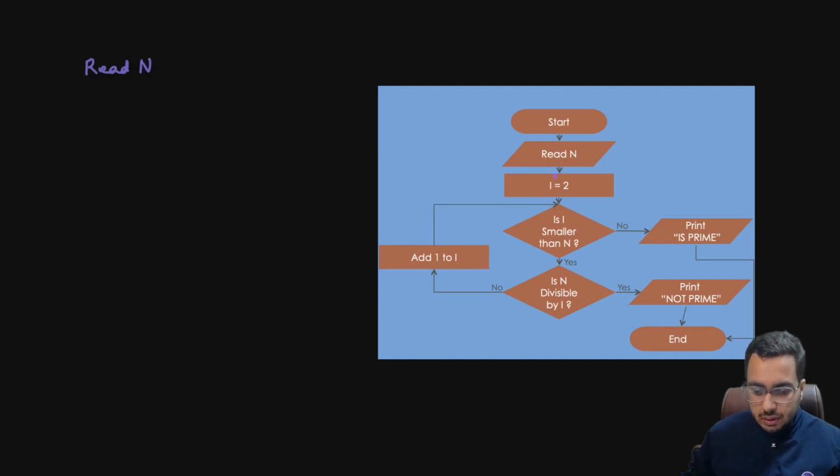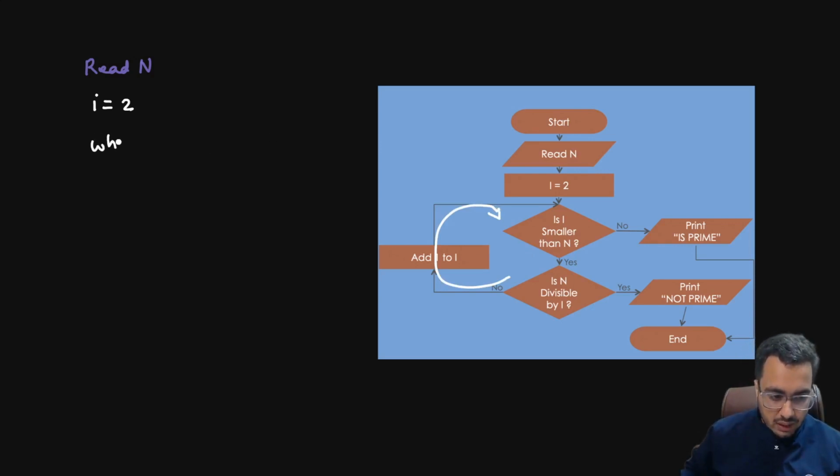The next step is to initialize I as 2, because we are trying to find a divisor in the range 2 to n minus 1. So we say, let I equal 2. And here we check, is I smaller than n? We also see that this is part of a loop. This part is done repeatedly. We check while I is less than n, or you can do while I is less than or equal to n minus 1. Both are fine.